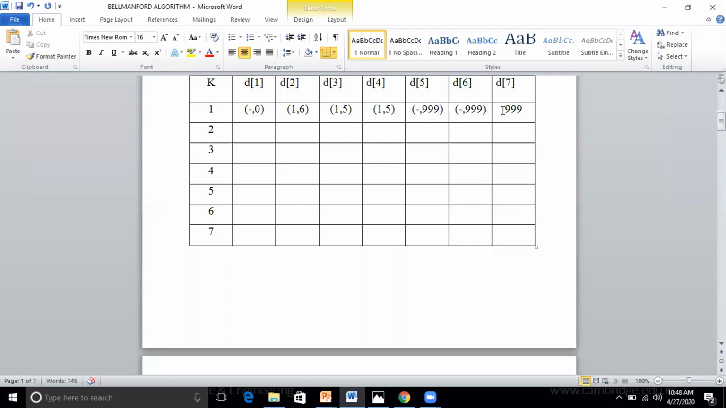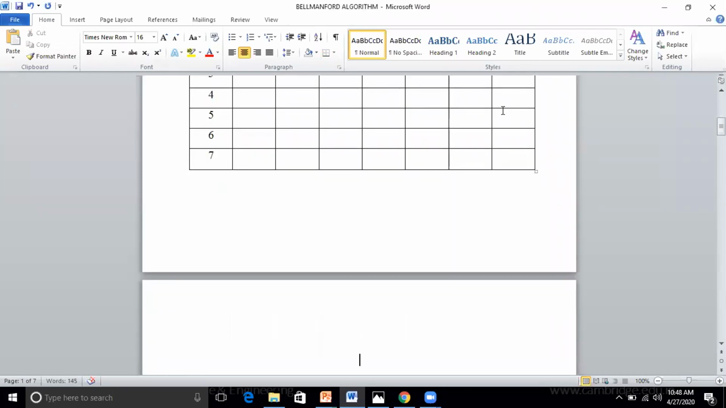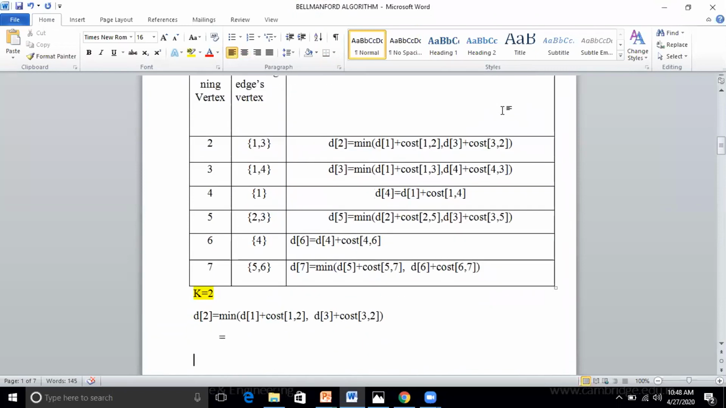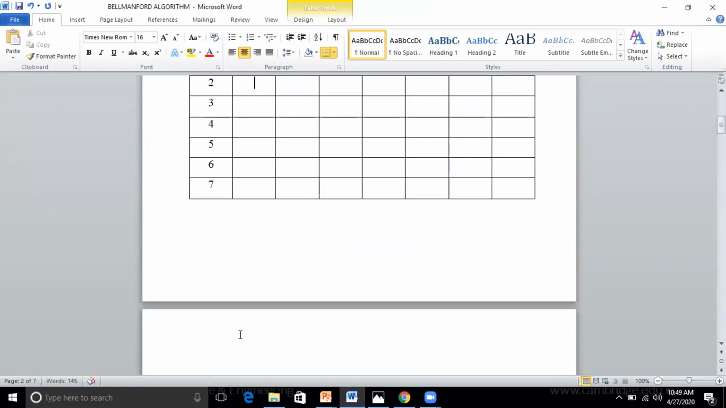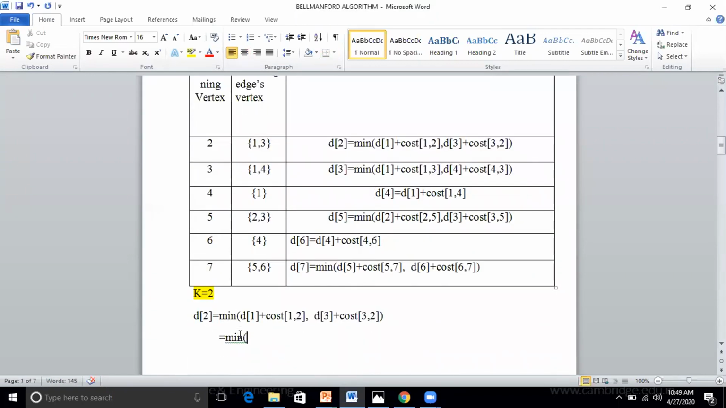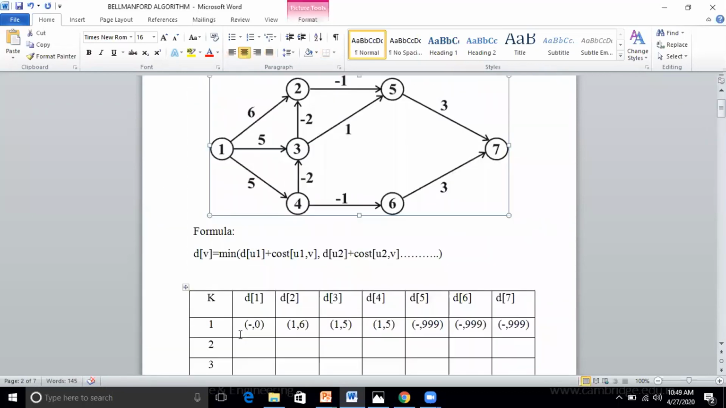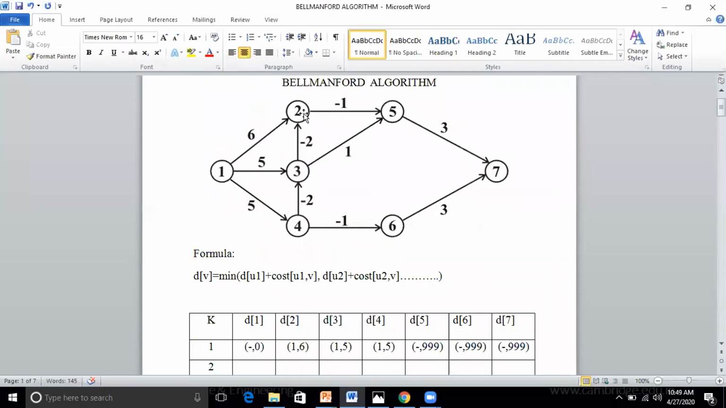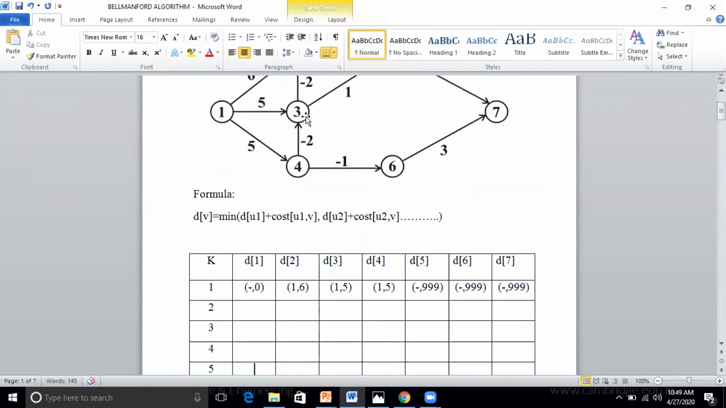Fine. Any doubts still here, students? No, sir. So now from the second step, we have to use this formula, that is d of 2 equals min of, what is d of 1 value? Is it 0? Yes, sir. 0 plus, what's the edge cost from 1 to 2? 6. Correct.